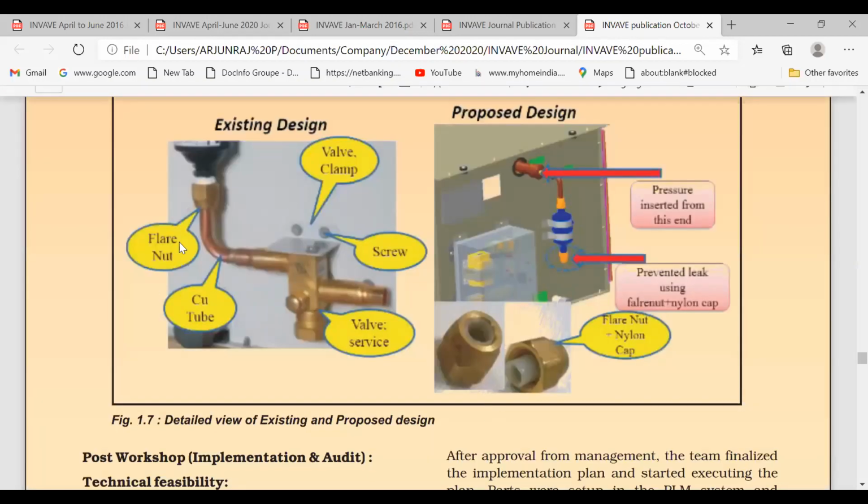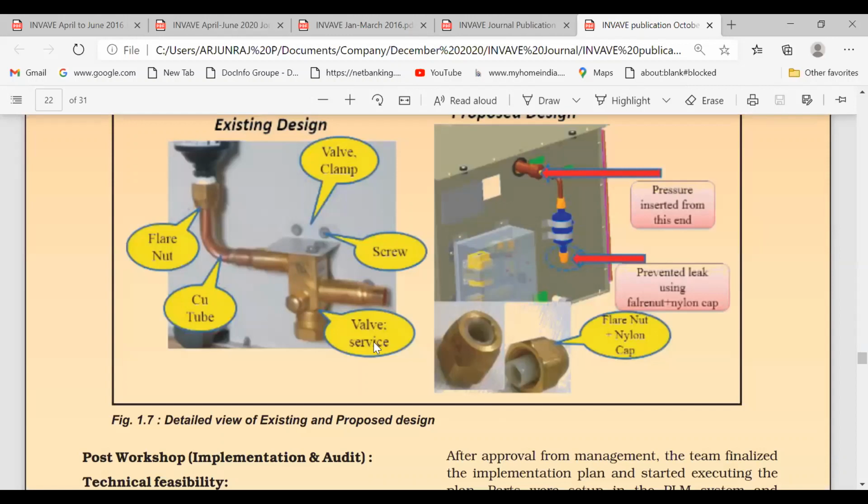This is the existing design having the clamp, screw, valve for service valve, and copper tube and flare nut. But you see, the flare nut has been eliminated. The nylon is also eliminated, replaced with a cap, which is the plastic cap basically.